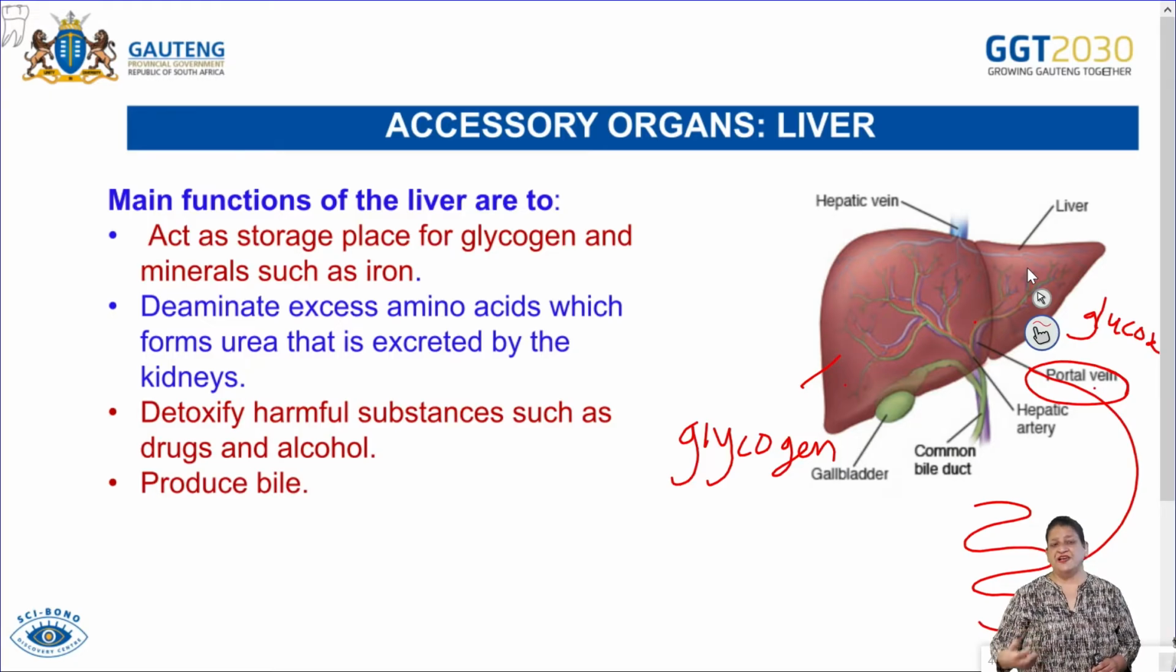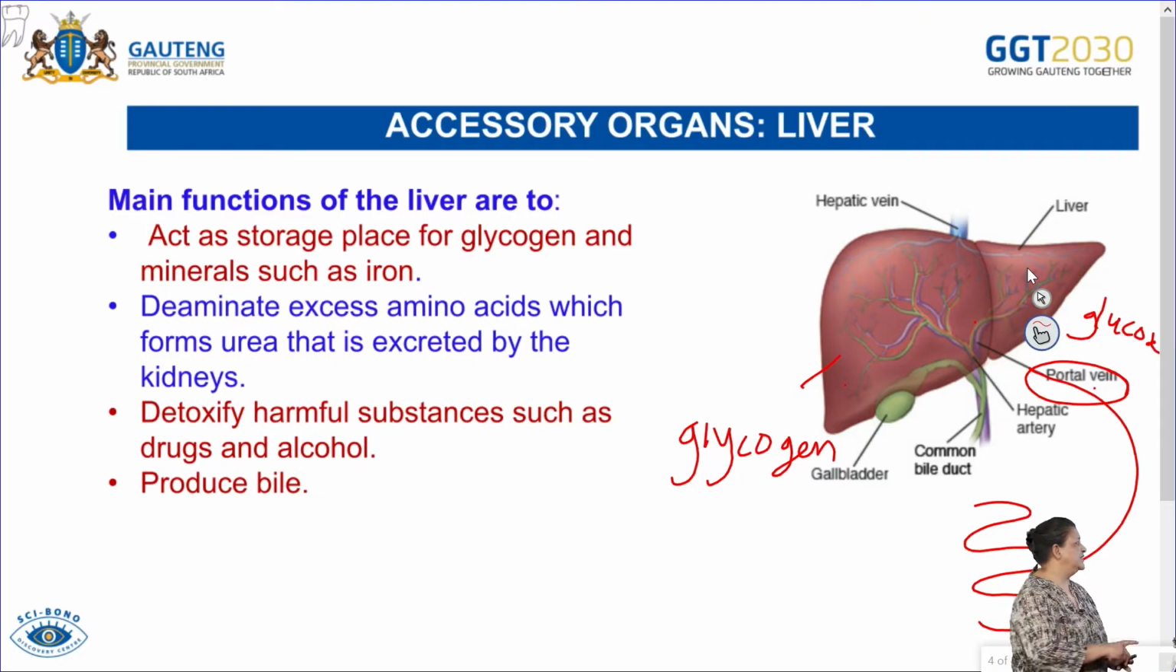So if you are fasting, for example, you haven't eaten food for, let's say, 40 days, how does your body still get its energy if no glucose is coming in? The body takes the glycogen and breaks it down back into glucose. So excess glucose is stored in the liver as glycogen. That's a very important fact. Second point, the liver deaminates excess amino acids, which forms urea that is excreted by the kidney.